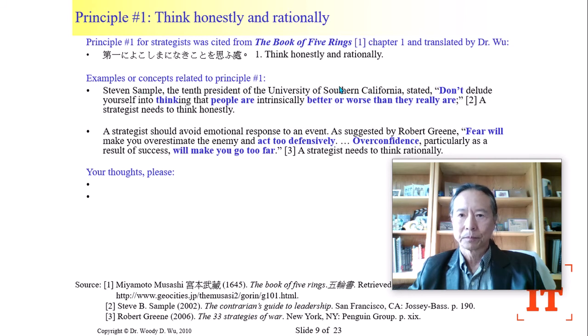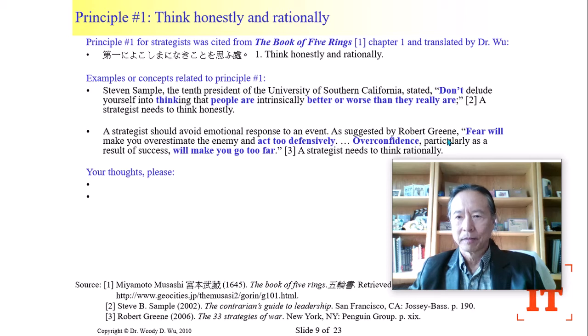Stephen Sample talked about don't delude yourself into thinking that people are intrinsically better or worse than they really are. Dr. Wu suggests a strategist needs to think honestly. It's only human nature. We like to hear what we like to hear. If I have been successful four times, next time, most likely, I'm going to be successful. But that's not necessarily the case.